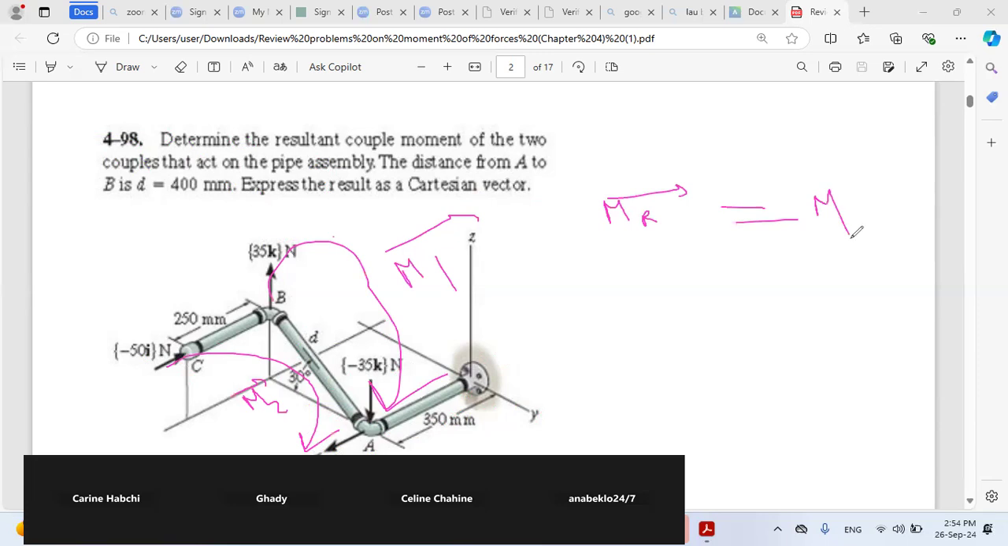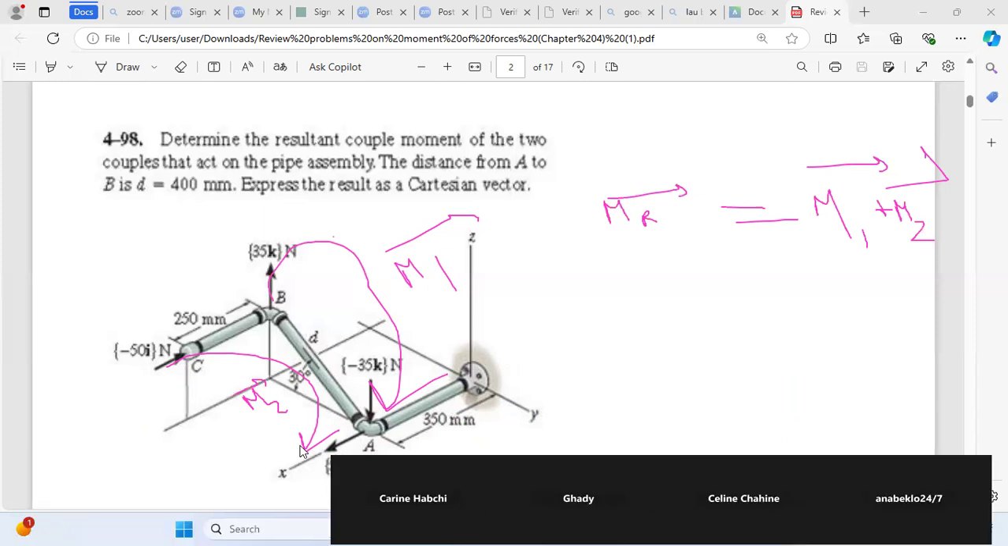Now we calculated M1, which is minus 35, by two methods. But let's also do M2. We calculated M1 by three methods. Either AB vectorial 35, or BA vectorial minus 35, or we use the right-hand rule and say it's along minus i, and the magnitude is 35 times d cosine 30. Now, what about the second couple?